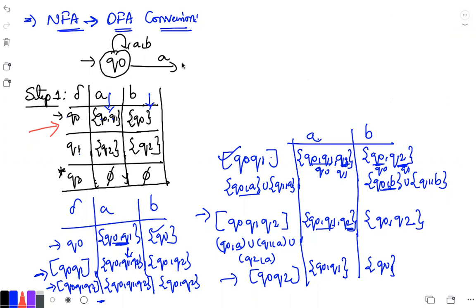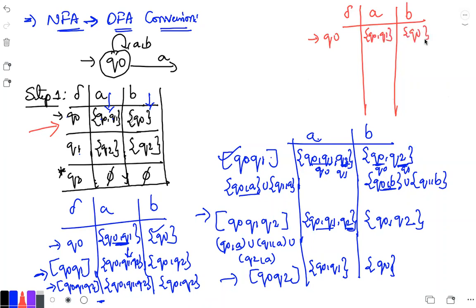See, ma, I'm writing the same table here for your convenience. So I had started with Q0. Q0 on A is Q0, Q1. I think everyone is clear with this. Q0 on B is Q0. So in the first step, what you need to do is see the multiple new states and merge them as one state. I think all of you are clear with this.